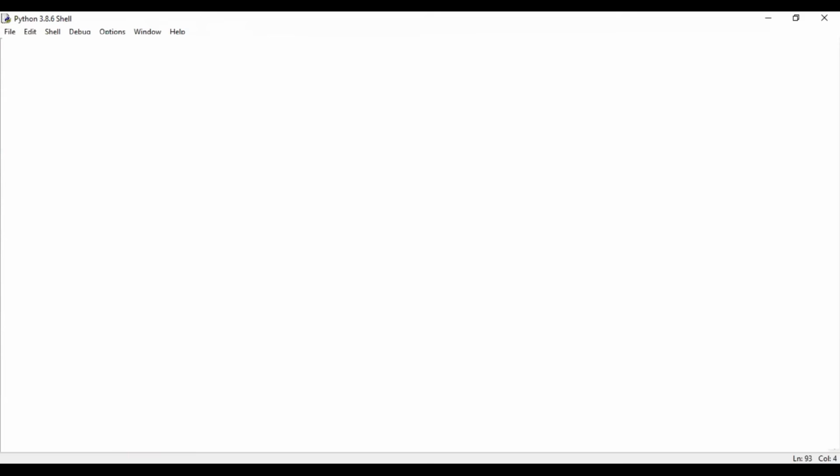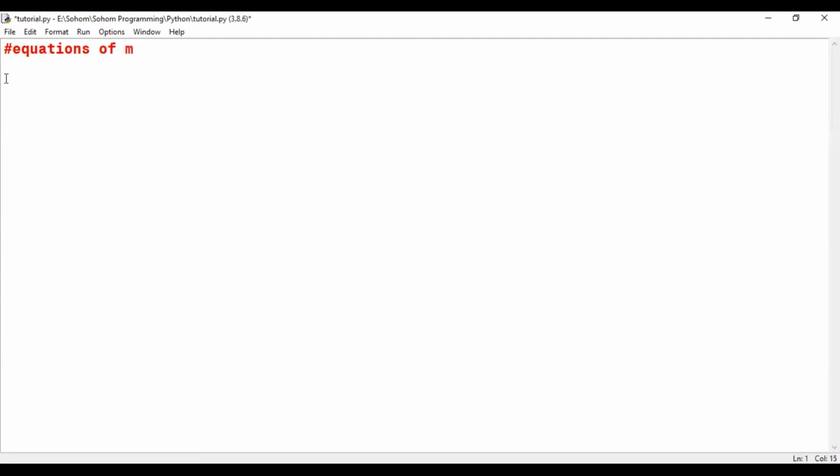So let's move on to another project. We have a lot of things in physics, and we can implement those things in our code. For example, let's say the equations of motion. So I can just write here, equations of motion.